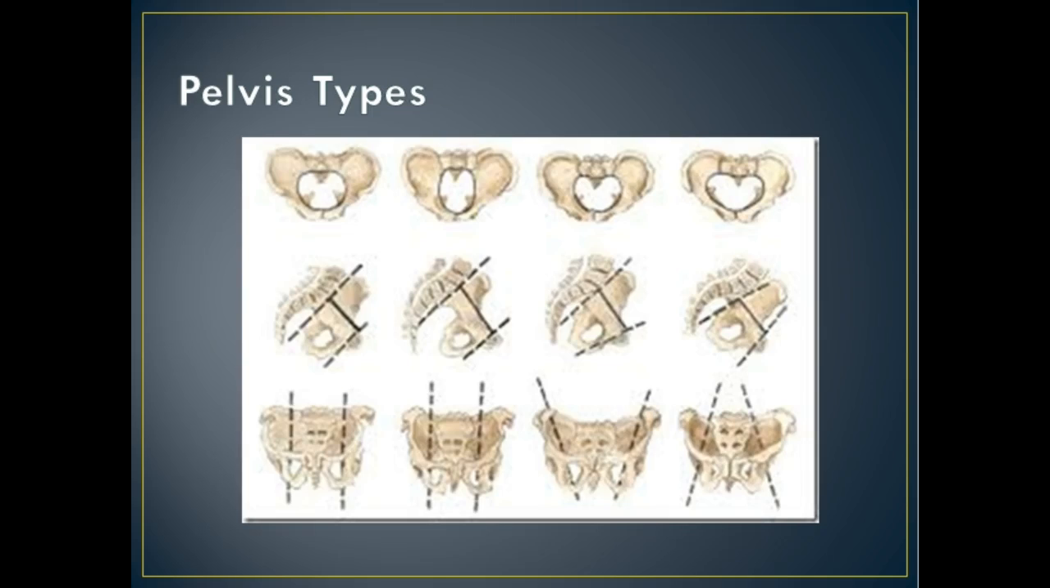Looking at pelvis types, here's just another way to look at it. This first one here is our gynecoid pelvis. We can see that it's straight and roomy all the way through, so no issues there. And then this next one here is our anthropoid pelvis. That was in the bottom right of the last screen. And again, pretty decently roomy all the way through.